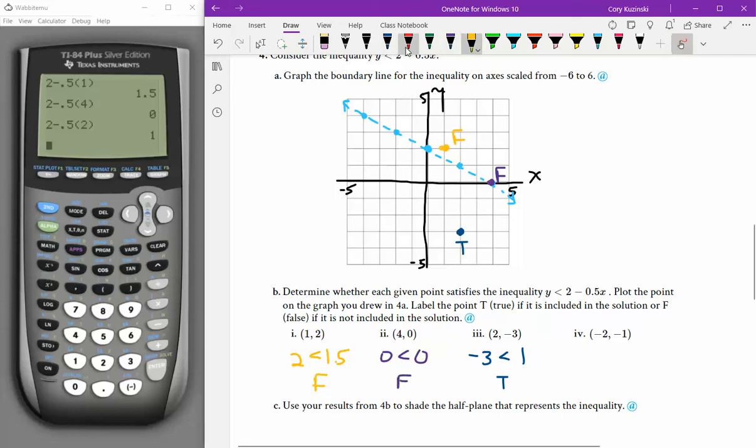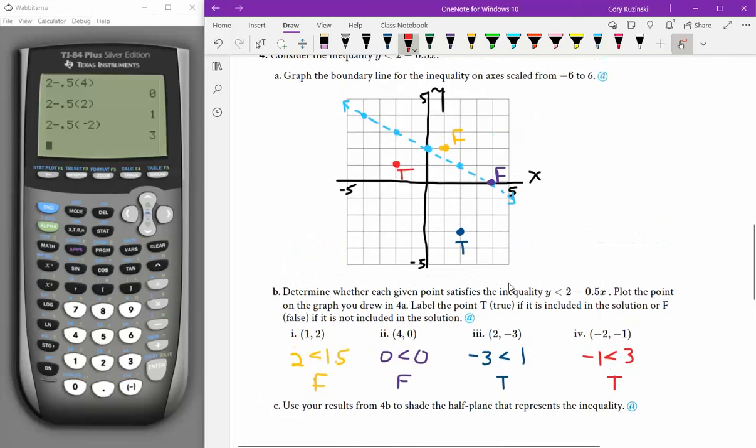And one more, -2, -1. So -2, -1 is right here. You probably have a guess right now of whether it's true or false. I do. Is -1 less than 2 minus 0.5 times our x value, which is -2? That gives me 3. That is a true statement. -1 is less than 3, so we'll mark that as true. All right, so notice the points above the line don't work, the points on the line don't work, and the points below the line do.